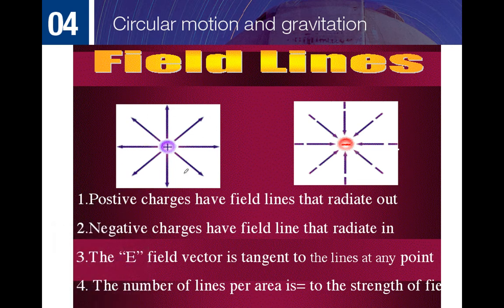All right, positive field lines. Positive charges have field lines that radiate outward. Negative charges have field lines that radiate inward. How do I remember that?